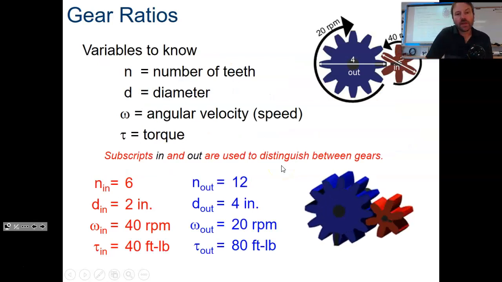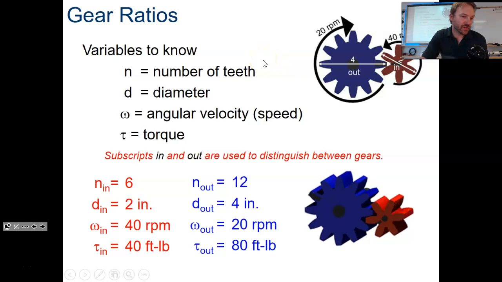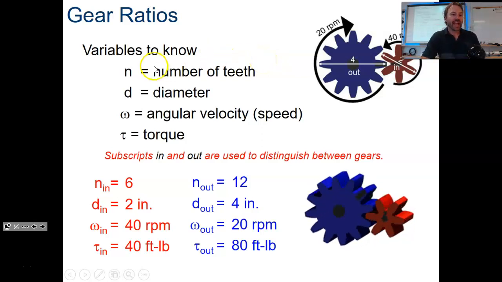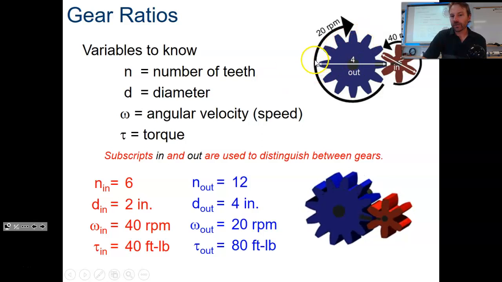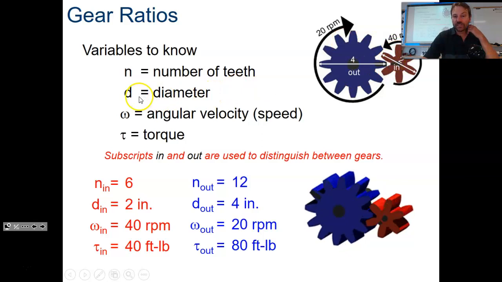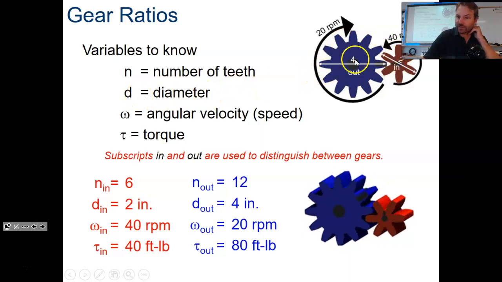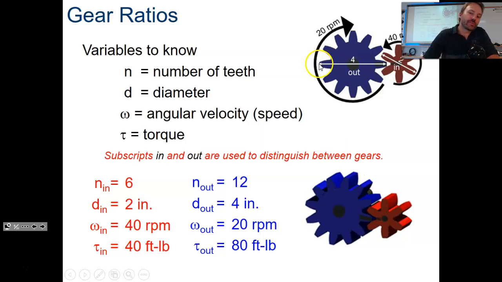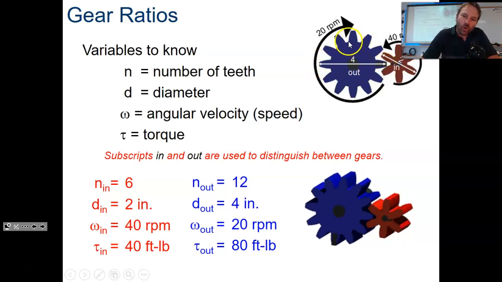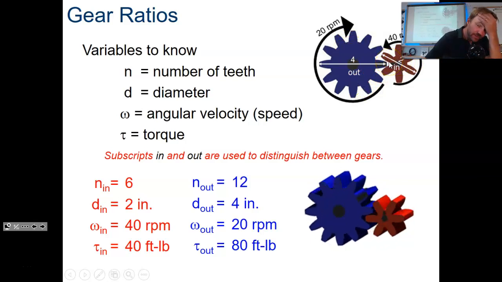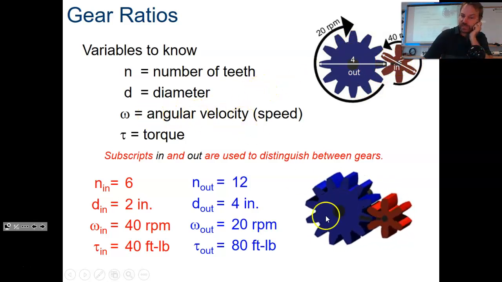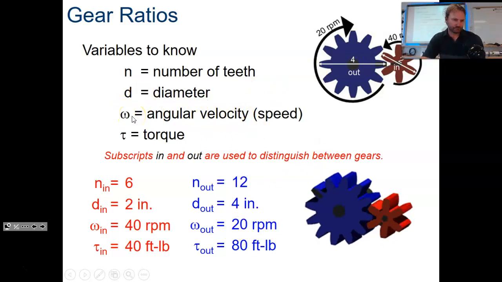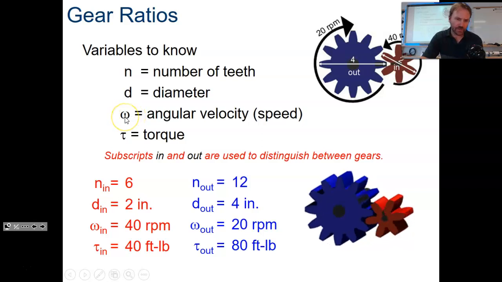Gear ratios. We can find a gear ratio in a lot of different ways. You can count the number of teeth, for instance on this blue one, or use the diameter. You could physically measure the diameter, going from the outside of the tooth to the outside of the tooth, or from the inside to the inside, as long as you're doing the same thing on both of these gears. You could also measure the speed, how fast they're spinning. Physics people would maybe remember this: this is the letter omega.